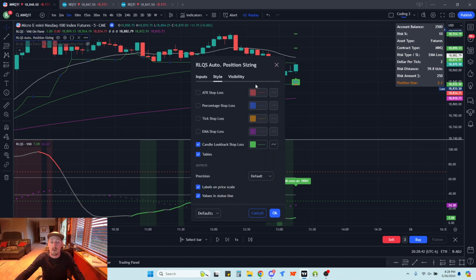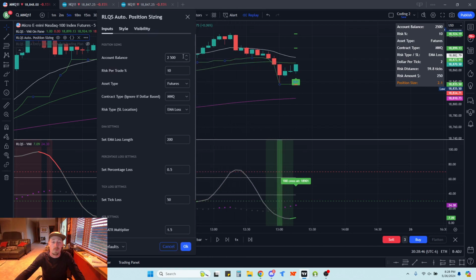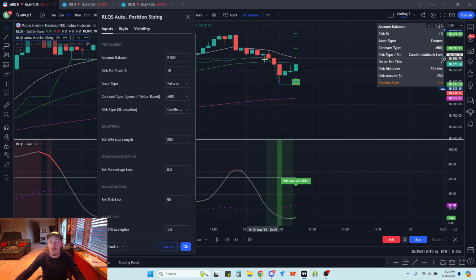So essentially, let's go in and make sure all of our settings are correct for that. For this, I want our account balance to be our drawdown balance. I want you to use your percentage risk per trade. We are trading futures. We are looking at MNQ. I want this to be candle look back loss. So we look over here and candle look back loss is also set to 10, so that's perfect. So that's what this green line is.